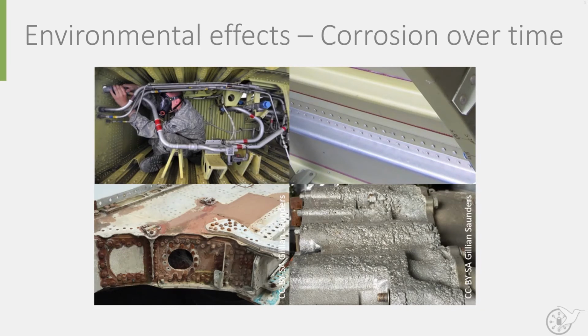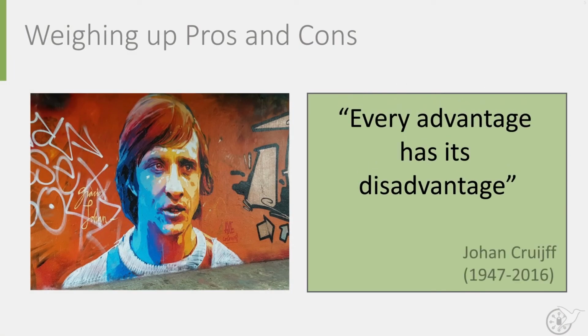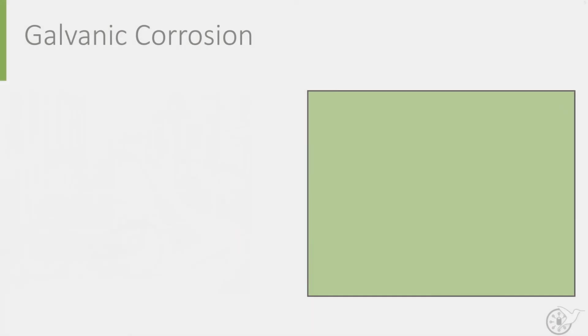Over time, aircraft will corrode, just like many objects in life. It is important to realize, however, that this process can be slowed down or avoided by picking the right materials. And, to speak with the words of the great Dutch soccer legend Johan Cruyff, every advantage has its disadvantage. Realize there are pros and cons for every material choice or structural solution you choose. For instance, metals are more likely to corrode, but polymers are more susceptible to UV radiation.